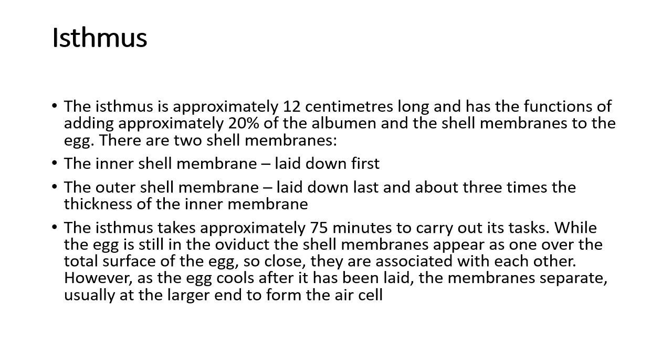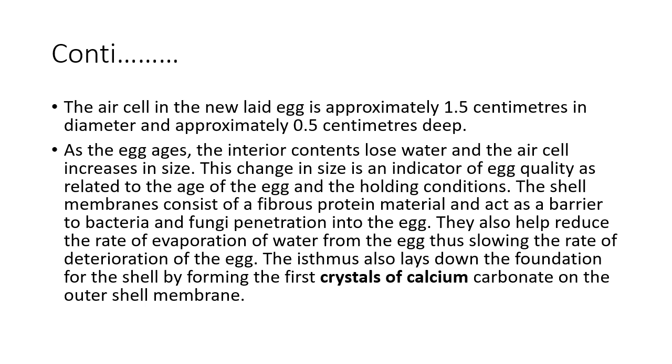However, as the egg cools after it has been laid, the membrane separates, usually at the larger end, to form the air cell. The air cell in the newly laid egg is approximately 1.5 cm in diameter and approximately 0.5 cm in depth. As the egg ages, the content loses water and the air cell increases. This change in size is an indicator of egg quality as related to the egg age and the holding condition of the egg.